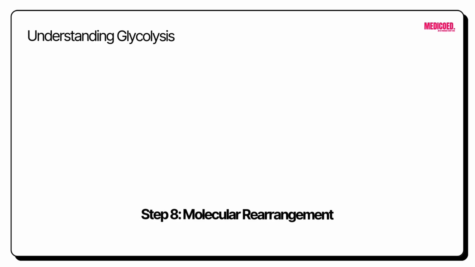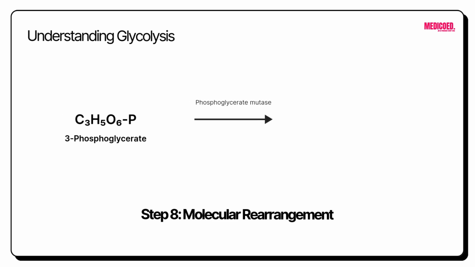Step 8. Molecular rearrangement, phosphoglycerate mutase reaction. 3-phosphoglycerate is converted to 2-phosphoglycerate by phosphoglycerate mutase.